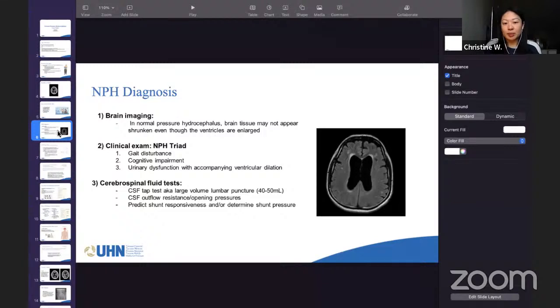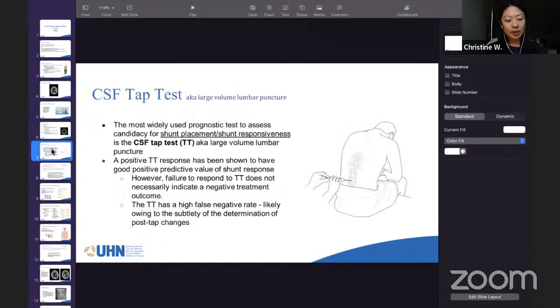Some people call it a large volume lumbar puncture, which consists of withdrawing 40 to 50 milliliters of CSF at one time to assess for function afterwards. We often do CSF outflow resistance and measure opening pressures as well, which will largely help with predicting shunt responsiveness and/or determine shunt pressures. And so the CSF TAP test, also known as large volume lumbar puncture, is the most widely used prognostic test to assess candidacy for shunt placement and shunt responsiveness.